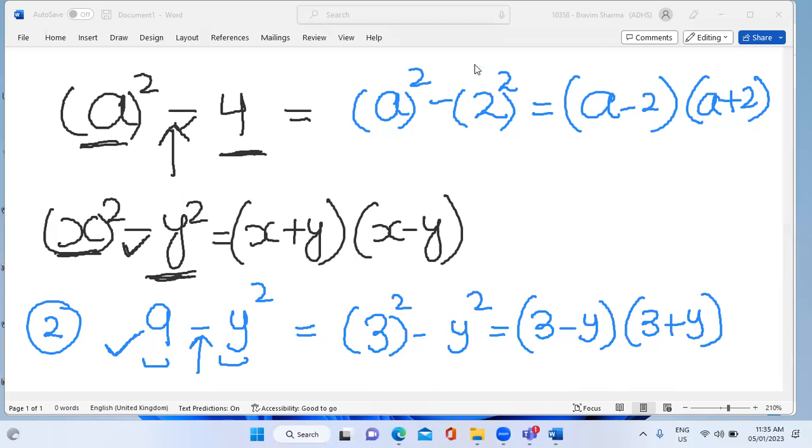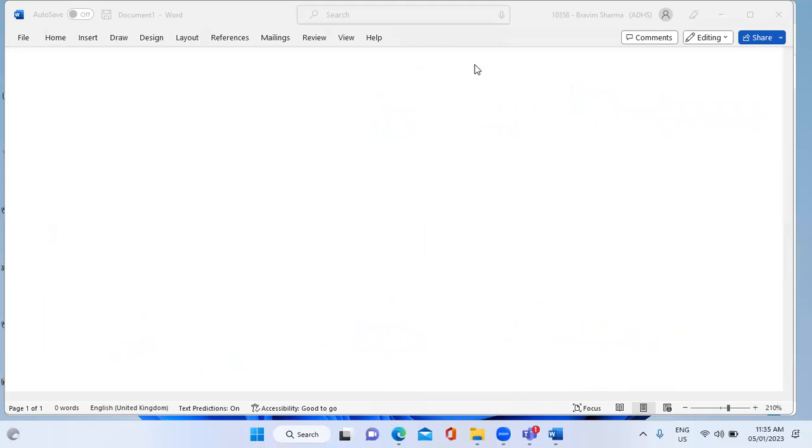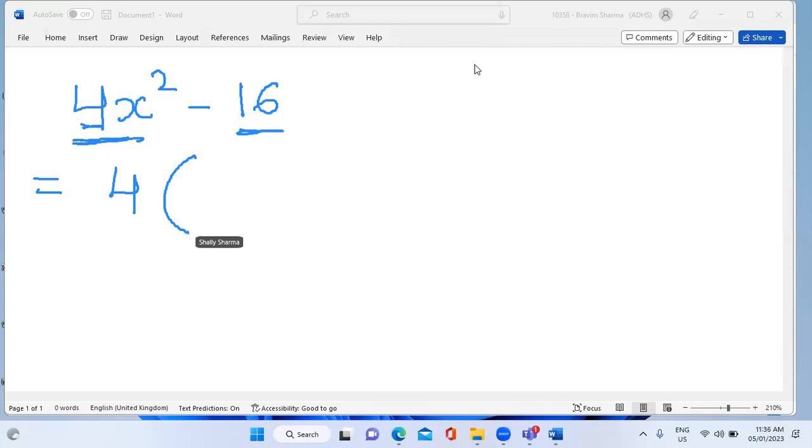Let's take a few more examples. Now we have the question 4x squared minus 16. Now this question can be done in two ways. First, whenever we do any kind of factorization, if you are able to take something common in the beginning, any number or letter, you must do that. So here the first term is 4x squared and the second term is 16. I can see that 4 is a common number. I can take it outside and then I will have x squared minus 4.